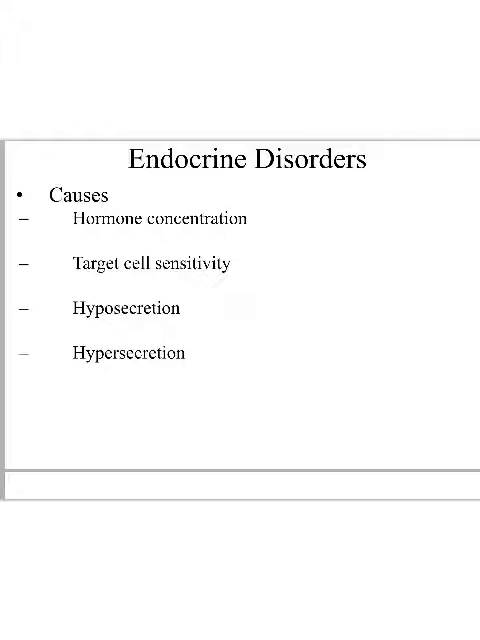Okay, now if we talk about endocrine disorders, things that can cause disorders are how much hormone you have, if you have too much or too little, and whether your receptors are working. Then we have hyposecretion, so the hormone's not being secreted and it's not getting to the target cells, or hypersecretion of a hormone.